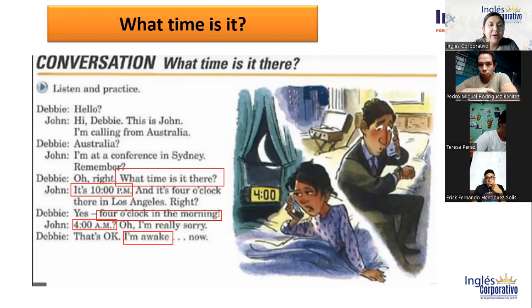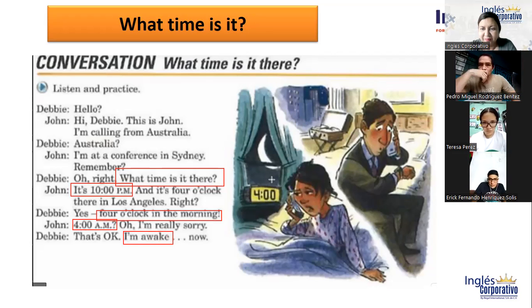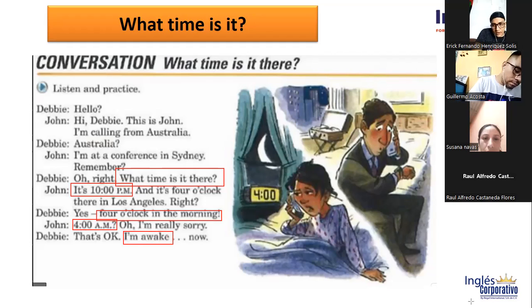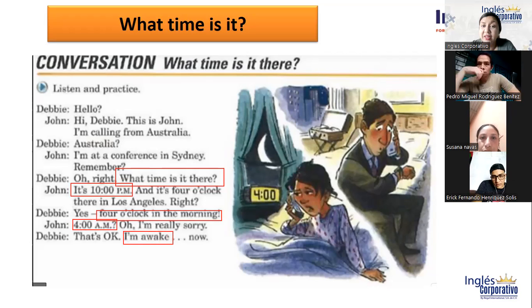So the conversation in Australia is 10 p.m., but in Los Angeles, what time is it in Los Angeles? Four o'clock in the morning. 4 o'clock in the morning, exactly, or 4 a.m. We can say 4 a.m. And what is the meaning of I'm awake?